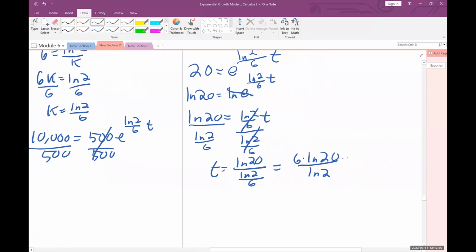So how much time would that be before they can start fishing, pulling those fish out of the water? What do you come up with? Yep, 25.93 months. So approximately 26 months.